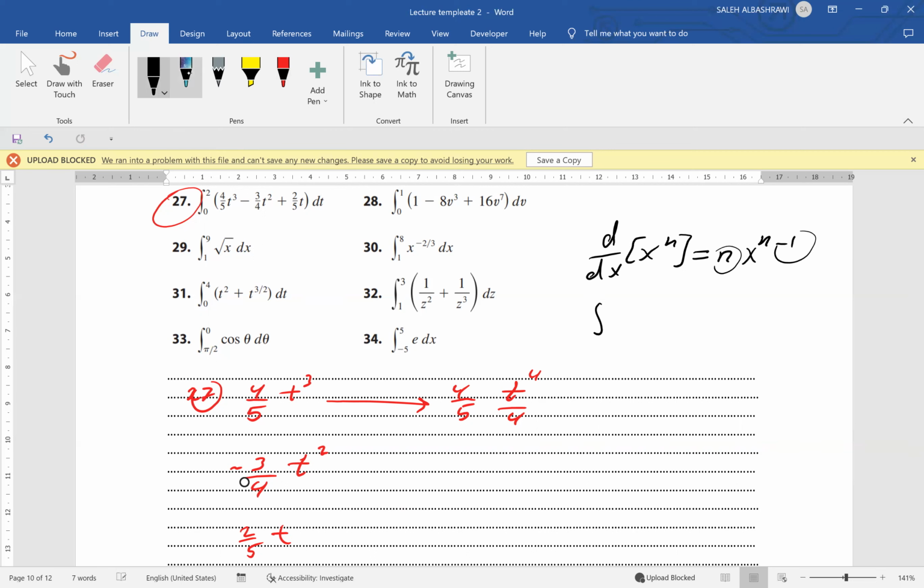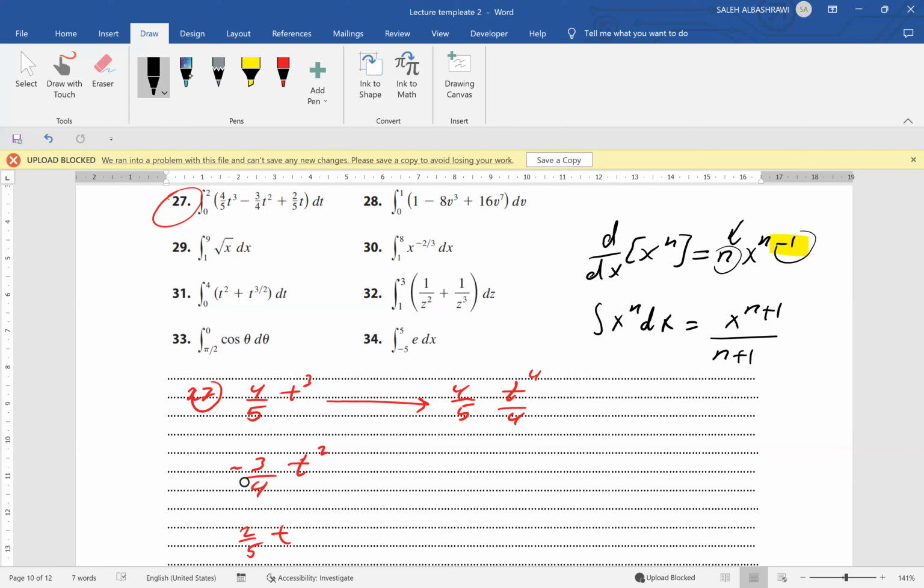In the integration, if I have x to power n dx, the integration is the reverse of the differentiation. So x to power n, in the derivative, we subtract 1. For the integration, we will add 1. So it will be x to power n plus 1. We're adding 1 to the power. In the derivative, we multiplied by n. For the integration, we will divide by the power, which is n plus 1. It's just the reverse of the derivative, or of the differentiation.